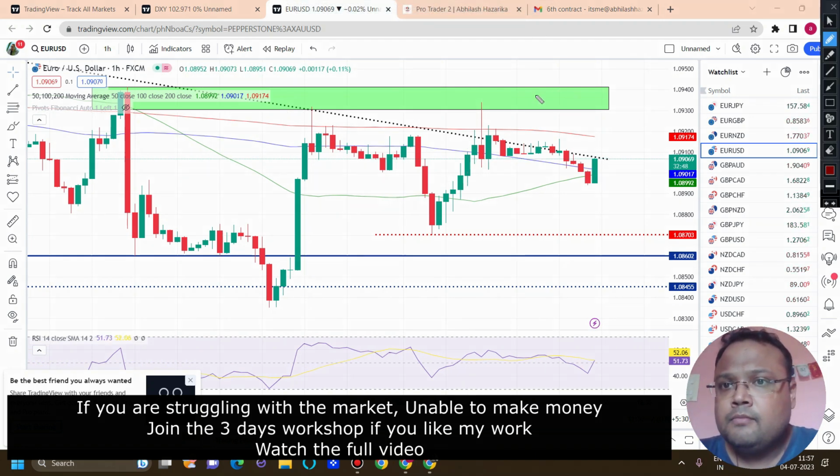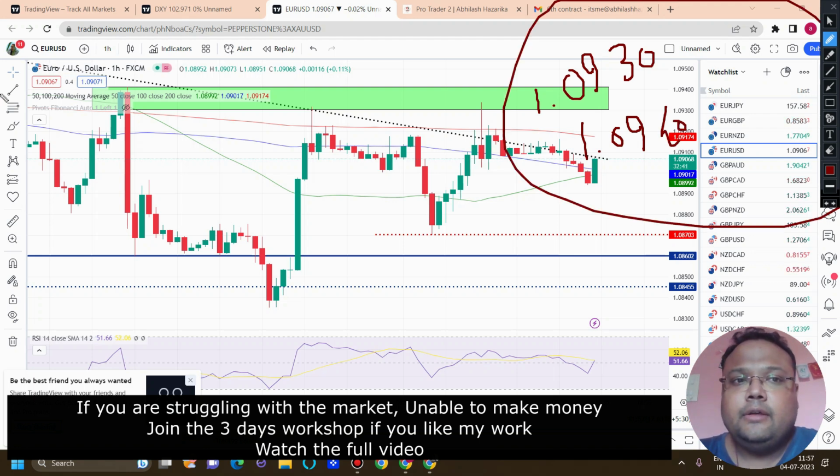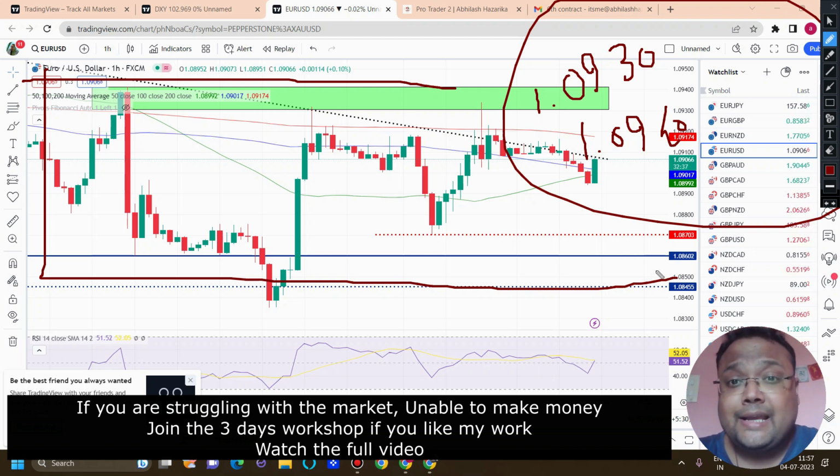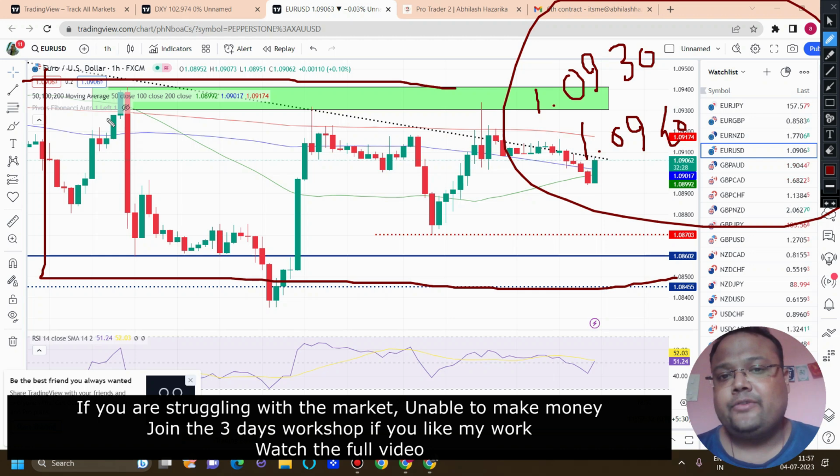First of all, 1.0930 to 1.0940. If we consider only this particular portion of the market here, then we can see the market is sideways. Forget about the trend line. The market is sideways and choppy. In this type of market situation, buy at support, sell at resistance is the best trading strategy and the only trading strategy. So 1.0930 to 1.0940 is a big resistance because of previous price rejections around this area.